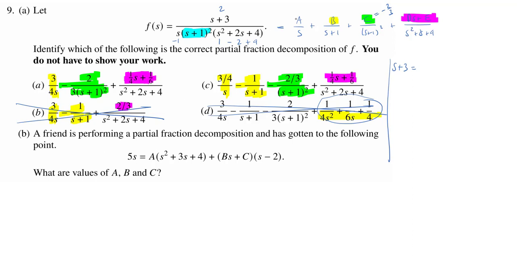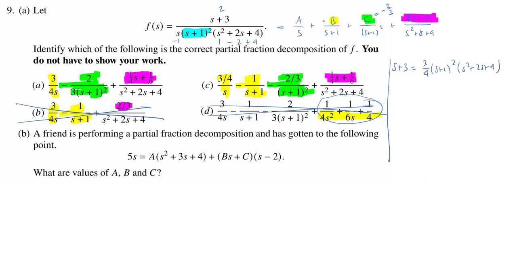Now we know what the a is already, right? There's only two options over here left, and both of them, the a is 3 over 4. So we get 3 over 4, or 3/4. Let's see, oh right, we're clearing denominators. So when we clear denominators, I'm left with, let's see, the s cancels, and I'll have s plus 1 squared, and then times s squared plus 2s plus 4.